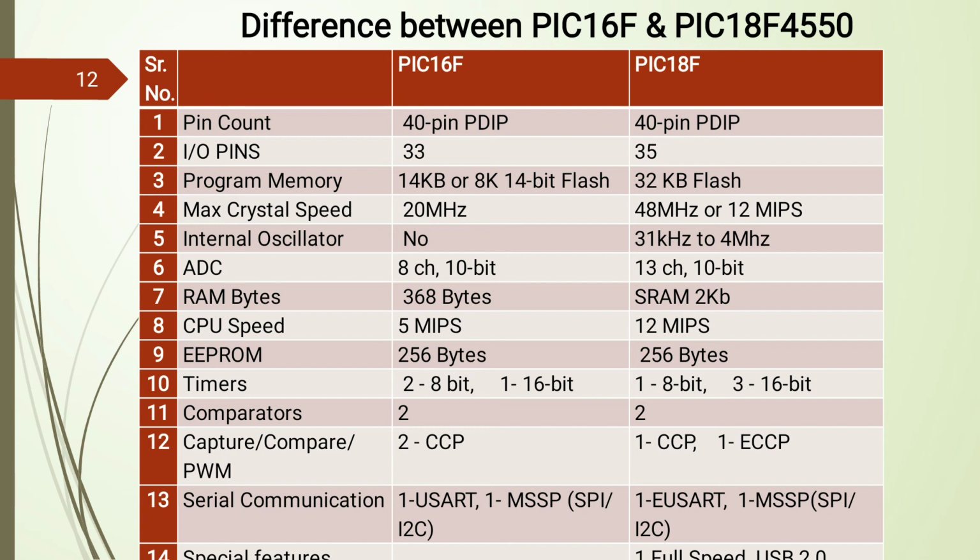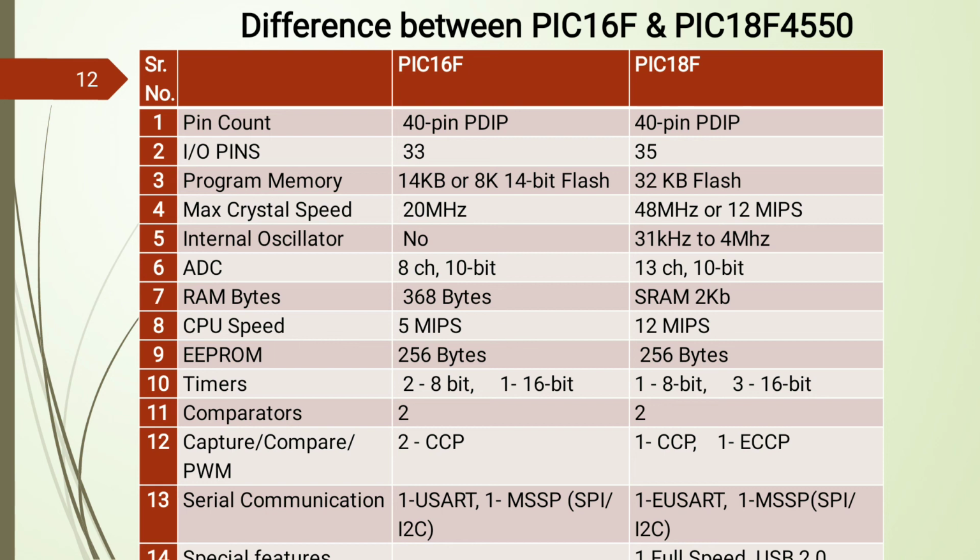After that, in case of serial communication, one USART is used for PIC 16F, and one MSSP, that is master synchronous serial port, is available, with support for SPI and I2C. In case of PIC 18F, one EUSART, that is enhanced USART, is used, and one MSSP related to SPI and I2C. So in both these controllers, the basic communication protocols are the same, but some modified or advanced features are available in the USART communication used in the PIC 18F microcontroller.